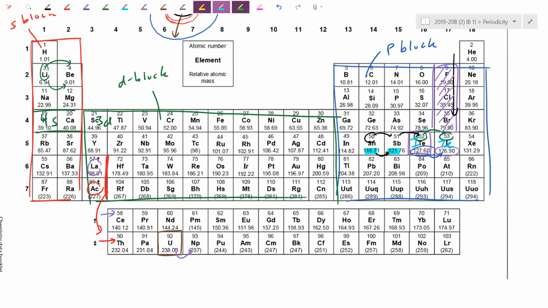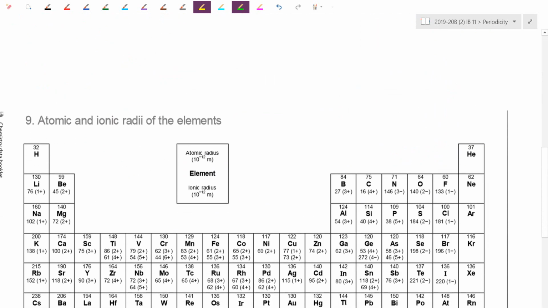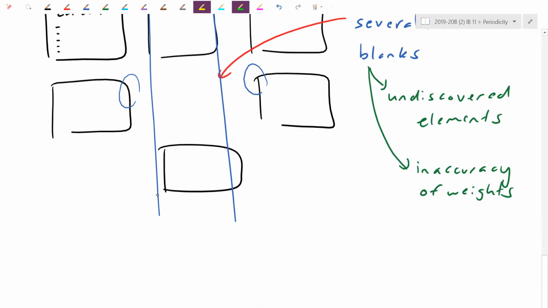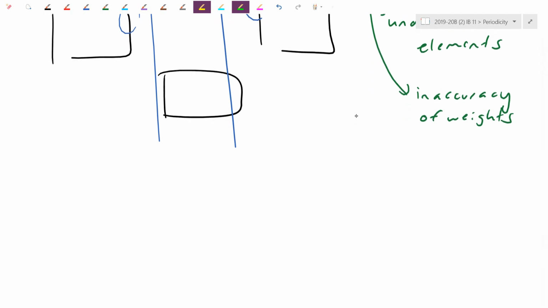Again, in hindsight, you should be able to explain to me how come this mass here is actually different, thinking about weighted averages and isotope stuff that we did in the last chapter. So that's what he did. He played with his element cards here. He was the one that was credited with organizing our modern periodic table. They want you to know this term here.